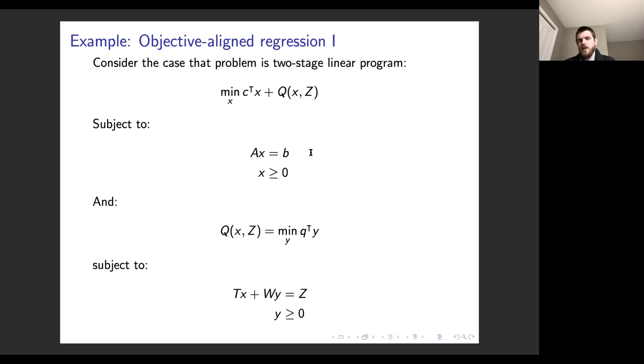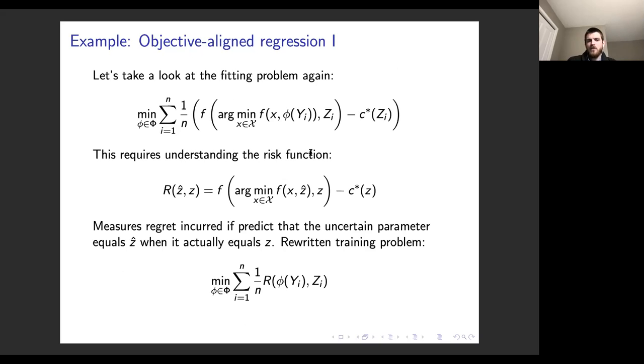So in my work, I've looked at objective aligned regression for a type of problem that's a two-stage linear program. If you've seen two-stage stochastic programming, this problem probably looks very familiar to you. If not, then don't worry about it too much, but this is a pretty common optimization problem that has a lot of applications.